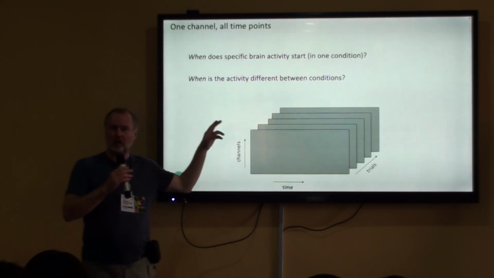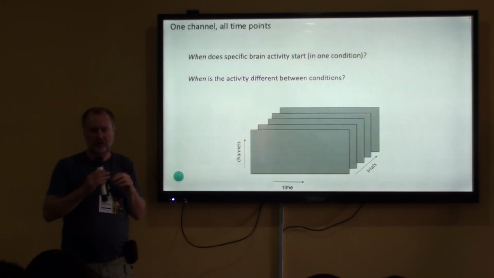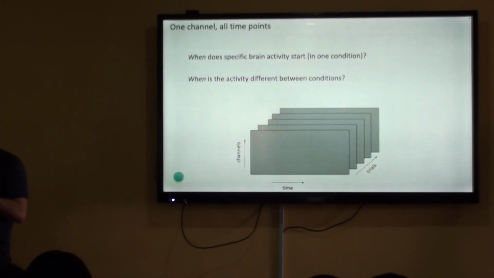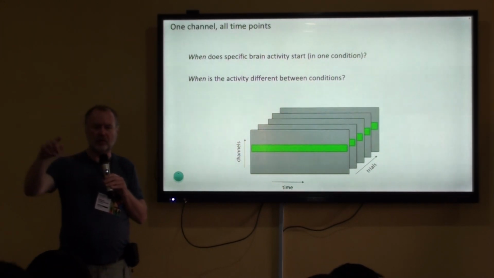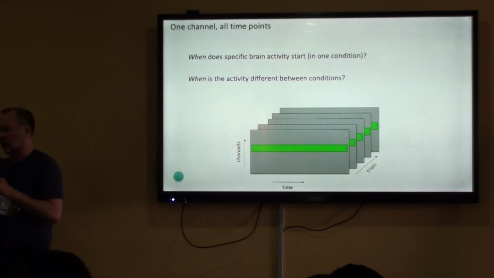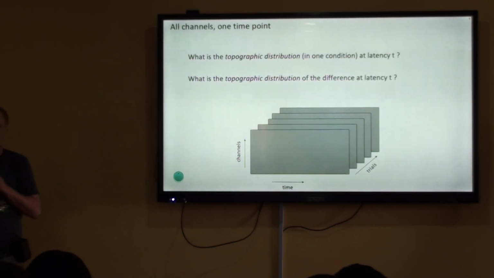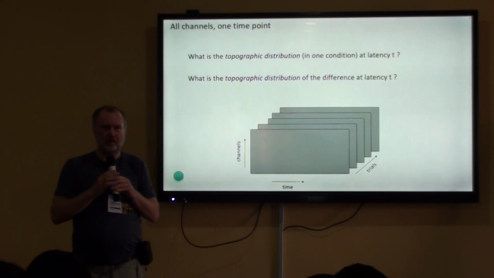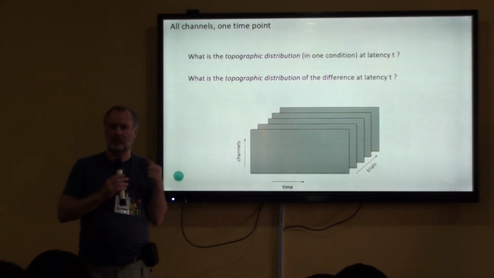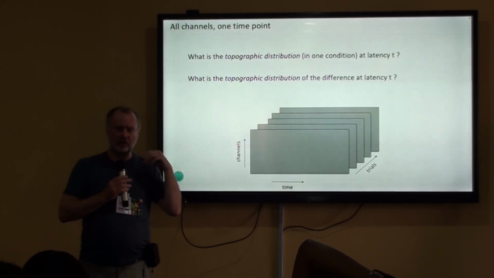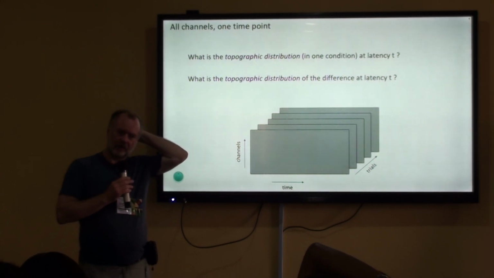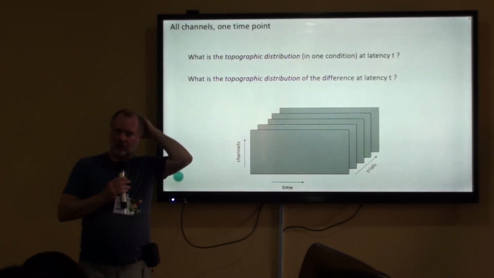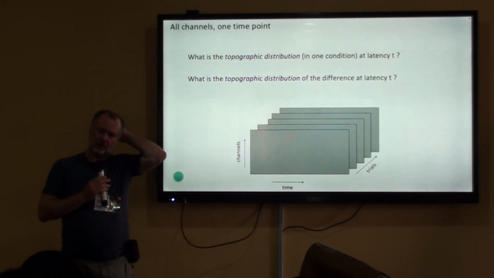So often we ask the question, when is the activity different between conditions? If we look at the when question, we're looking at timing. We're looking at how the activity evolves over time. A second question that we can ask is, if we look at all the channels at one time point, what is the topographic distribution in one condition at a certain latency? If we present a visual stimulus, visual cortex is going to process it, so we're going to have a P1 component over the occipital area. But very often what we're interested in is the topographic distribution of the difference at a certain latency.